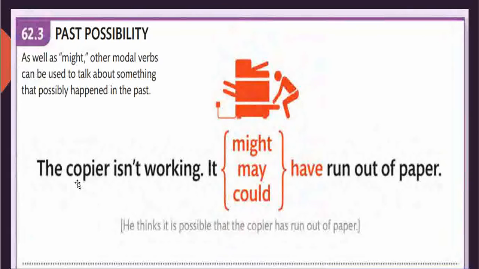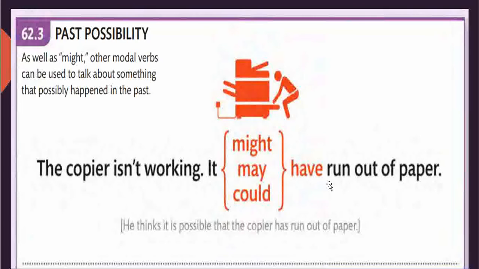The copier over here represents the photocopier or the photocopy machine. The copier isn't, is not, is contracted to isn't, where the o is apostrophized. So it is pronounced as isn't. It is used in conversational English, but in writing, you write the complete form is not. The copier isn't working. This is a simple construction. The past possibility comes in the next sentence. It might have run out of paper.